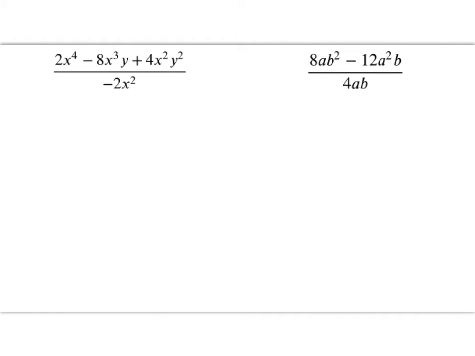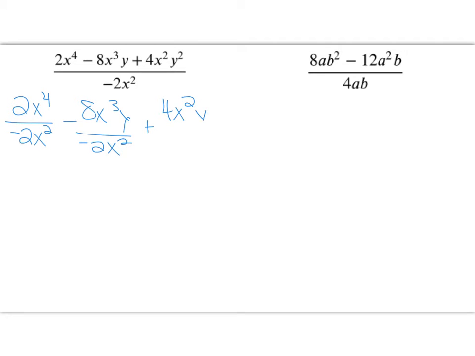Now let's get a little uglier with exponents and different types of variables. So this time I have the polynomial 2x to the 4th minus 8x cubed y plus 4x squared y squared, all divided by negative 2x squared. So just like before, we're going to split this up, put each term over that divisor. So 2x to the 4th over negative 2x squared minus 8x cubed y all over negative 2x squared plus 4x squared y squared divided by negative 2x squared.